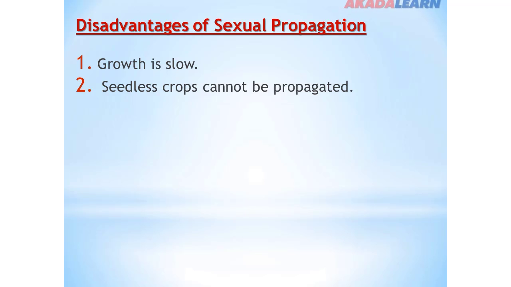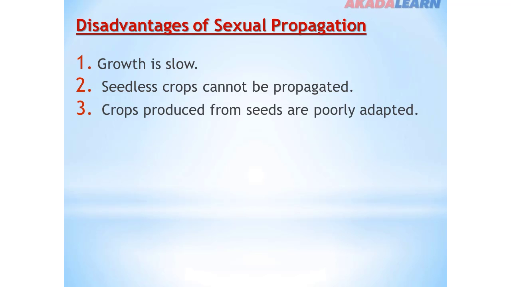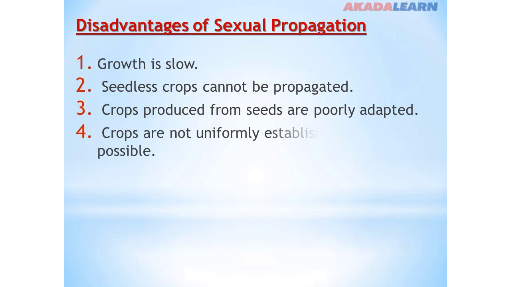One of the major advantages of asexual crop propagation is that crops that cannot produce seeds, or they produce seeds and the seeds are sterile, not viable, can be propagated. But in sexual propagation, seedless crops cannot be propagated. Crops produced from seeds are poorly adapted. They can't adapt to the environment quickly or easily. Crops are not uniformly established as fast as possible compared to asexual propagation.